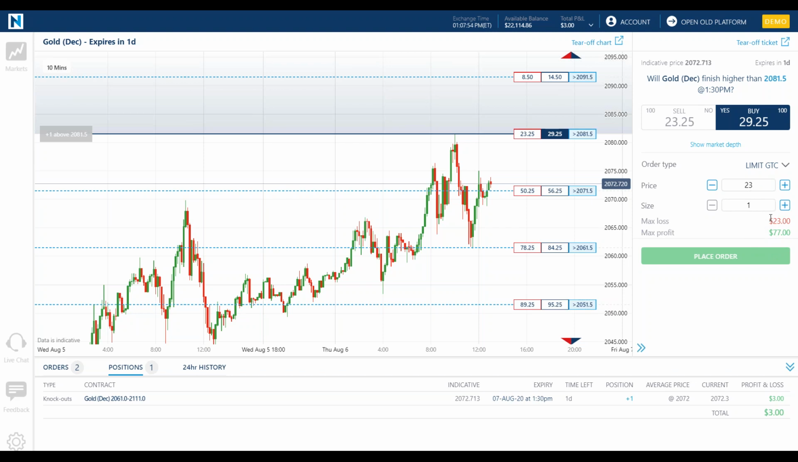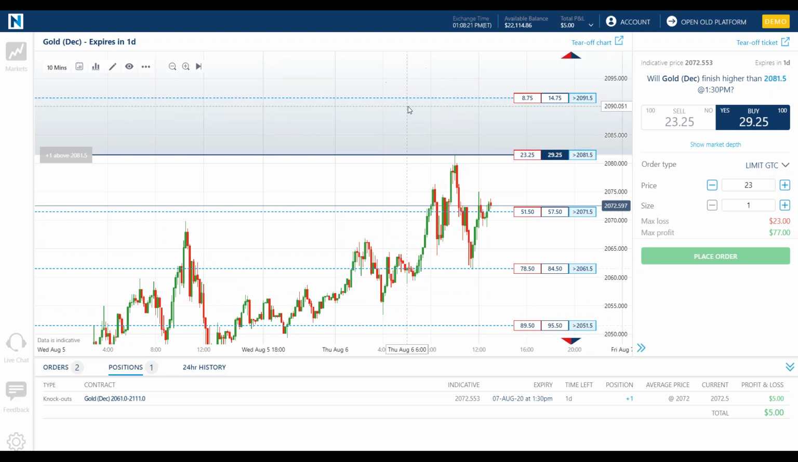So here I would be only risking $23 if I were to buy one to potentially have it go to 100. My maximum profit there would be $77. So I'm risking 23 to potentially make 77. I could potentially get a 300% return on my money if it settles above here. And notice on the chart, this area in blue is where it would have to settle for a buyer to make this a profitable trade.